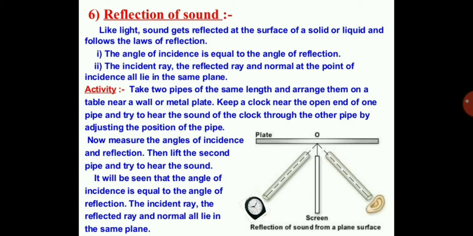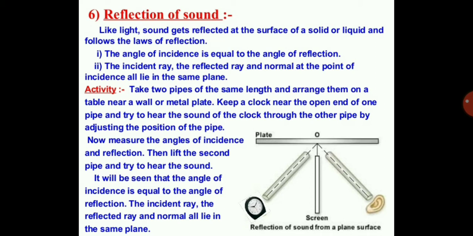See the picture given over here. There's a clock, a watch ticking over here. This is the ray of incidence, this is the ray of reflection, and this is your normal. You know these terms because they were covered in the 8th standard: the normal, the incident ray, and the reflected ray.